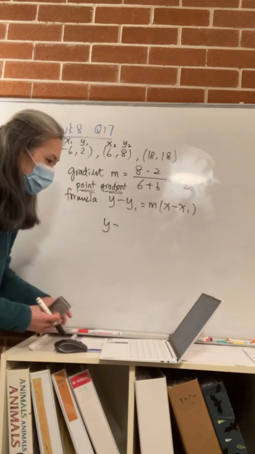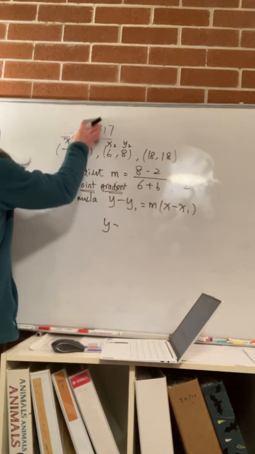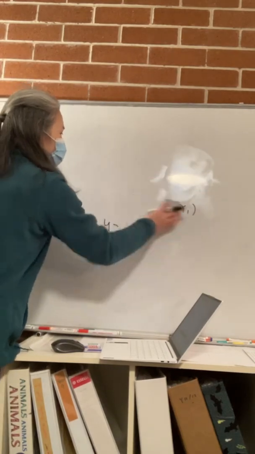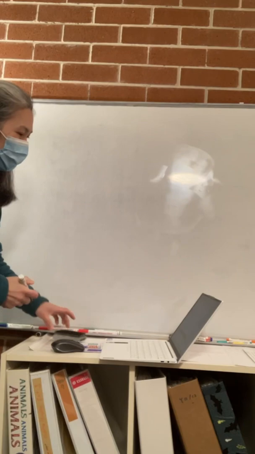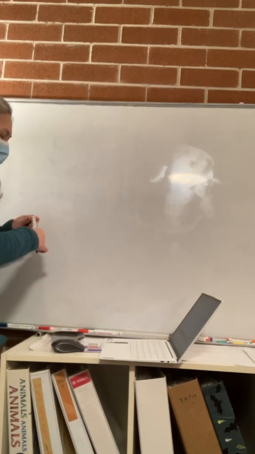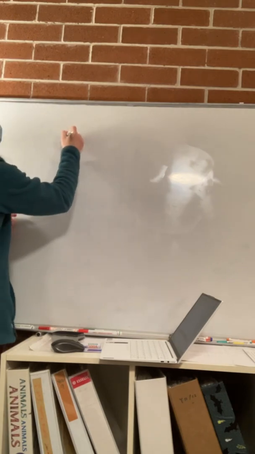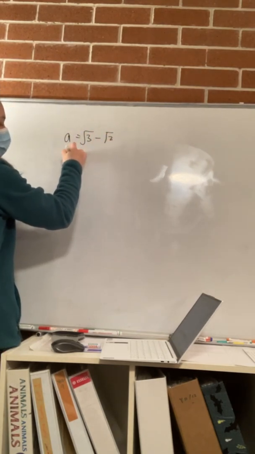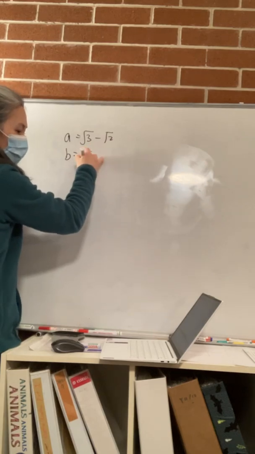Okay, the first question. Week 8, question 1. All of it, because I don't get what you're trying to say. You did not understand the message. What I give you is A equal to root 3 minus root 2, and B is equal to root.